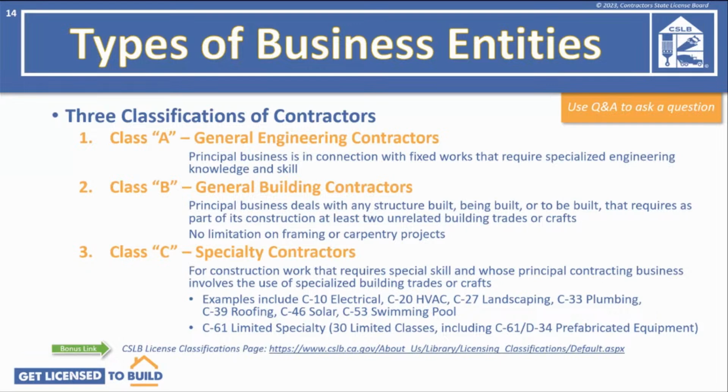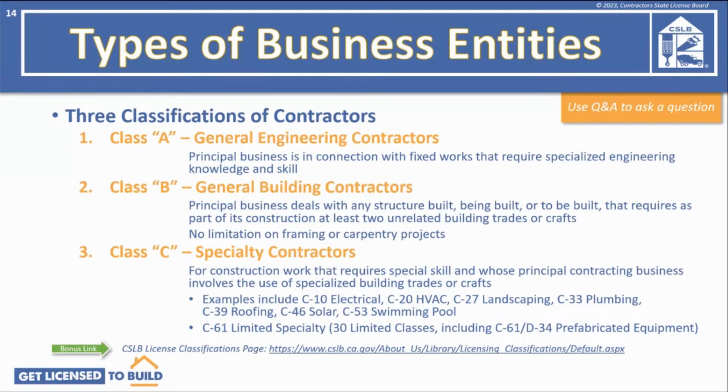In other words, a B contractor shouldn't take a prime contract for any project involving trades other than framing or carpentry, unless the prime contract requires at least 2 unrelated building trades other than framing and carpentry. There are no limitations on B contractors to stop them from taking on projects that only include framing or carpentry.